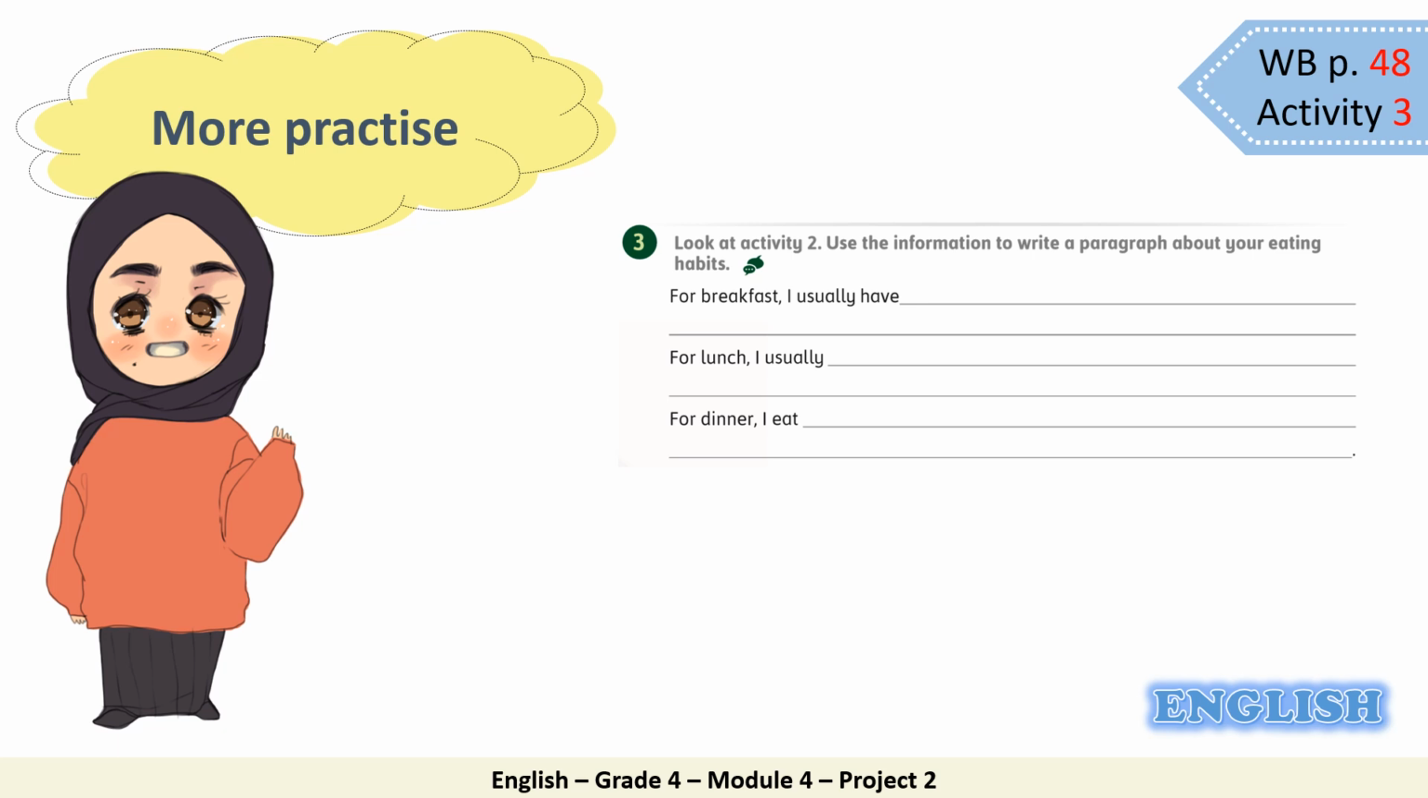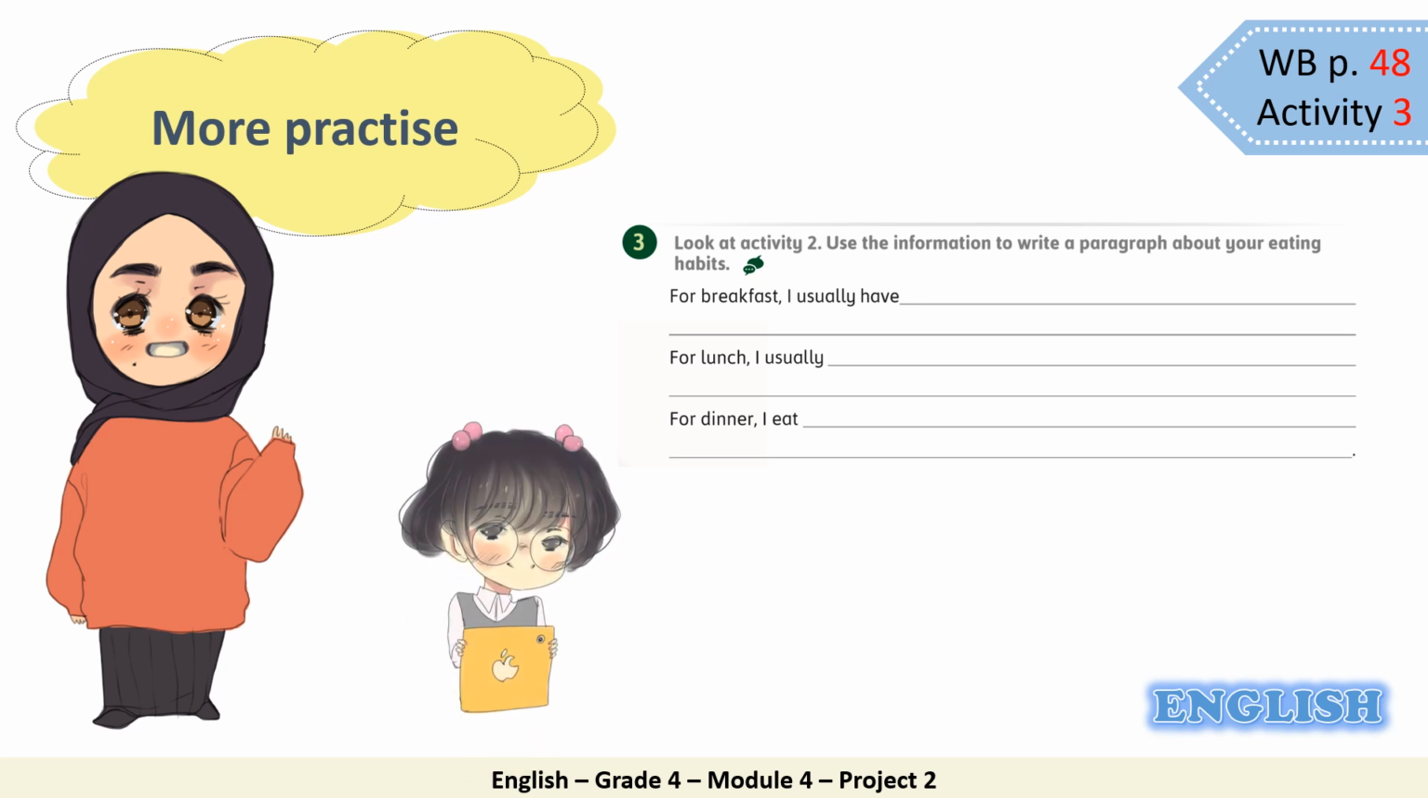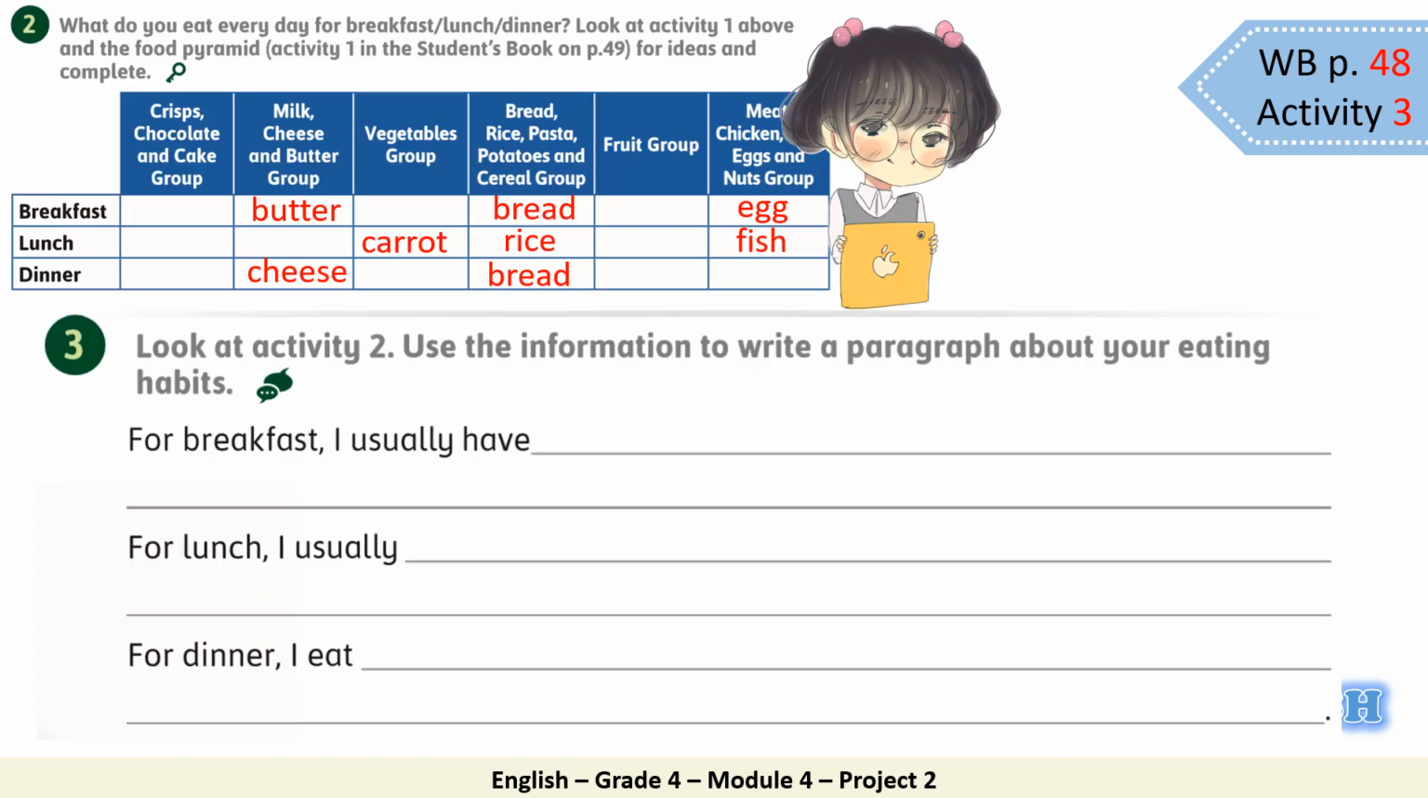How about having more practice writing about Noor's eating habits? And now it's time to help Noor fill in Activity 3 and write about her eating habits. Make sure you refer to the table on top. Let's start. For breakfast, I usually have, look at the table. She eats butter, bread, egg. So she would say, I usually have butter with bread and an egg. So she must like eggs. So she would say, I like eggs.